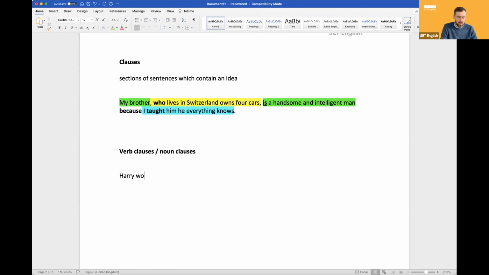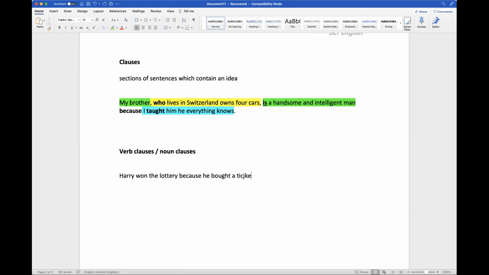Harry won the lottery because what? Because he bought a ticket, yeah. You could say that, or because he was lucky. Or you could say because he bought 100,000 tickets. Okay. So because is in the middle.